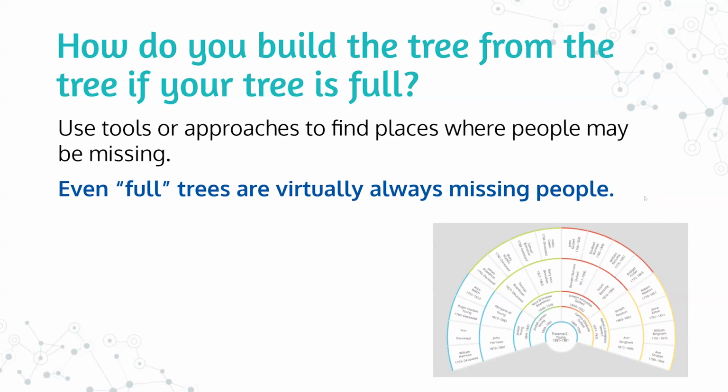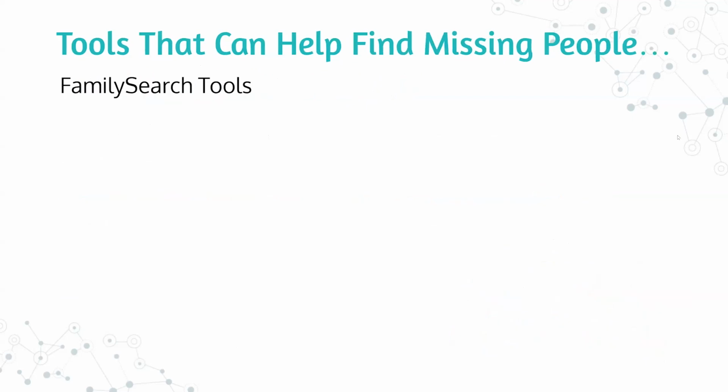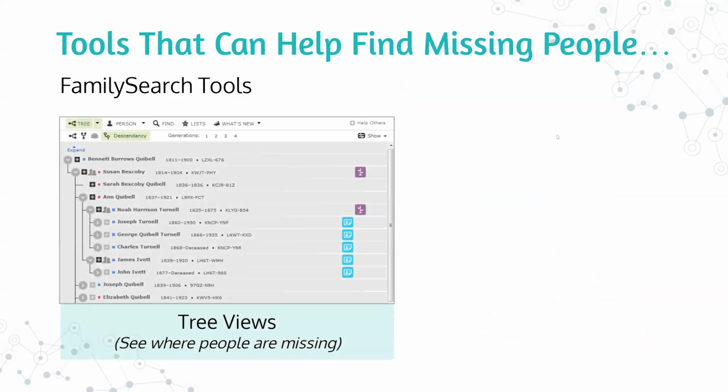There are things that you can do to build that tree. So the key is finding those missing people. They're actually pretty simple. Look for people without parents, so that's ancestral research. Look for people who live to adulthood who don't have spouses, and look for couples with few or no children. So there are a couple of FamilySearch tools that can help us improve the quality by improving the completeness of our family trees.